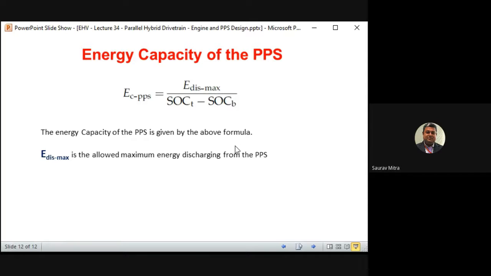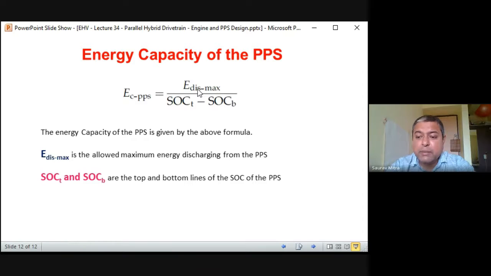So how to do the charging? What is the charging energy or capacity of the PPS? That is actually E-discharge max divided by SOC T minus SOC B. SOC means state of charge. E-discharge max is the allowed maximum discharge energy from the PPS. So how much is this? This also has a limit. Beyond that, if you try to discharge from the PPS, it will get damaged.